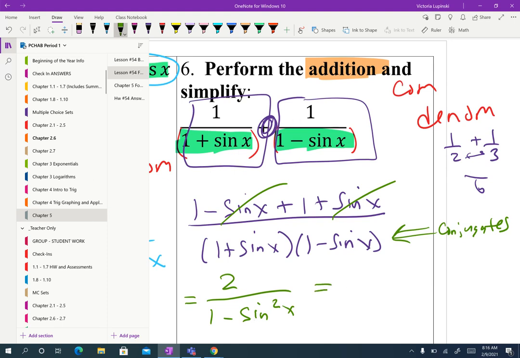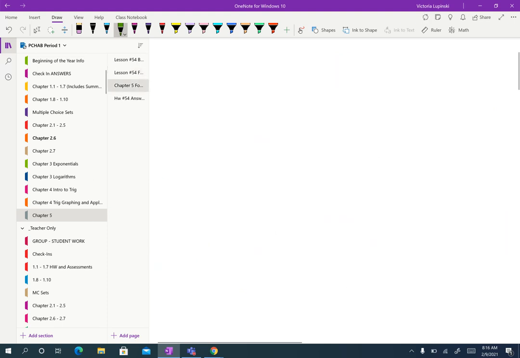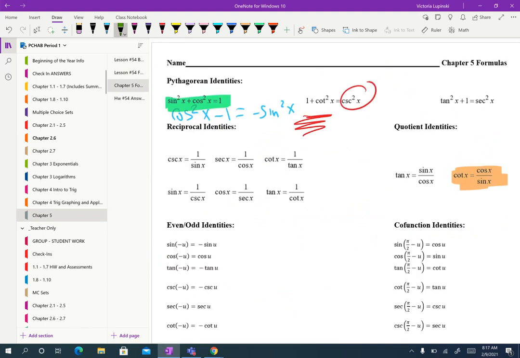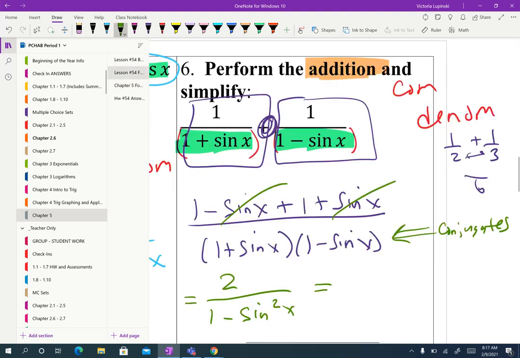Again, that 1 and that squared is a clue to you that you're going to go back to your formula sheet. You're going to take a look at the identity that has those two things. So that's going to be sine squared plus cosine squared equals 1. If you go ahead and rearrange that so that it is equal to 1 minus sine squared, that is going to be equal to a cosine squared. So you're going to go ahead and go back and make that replacement.